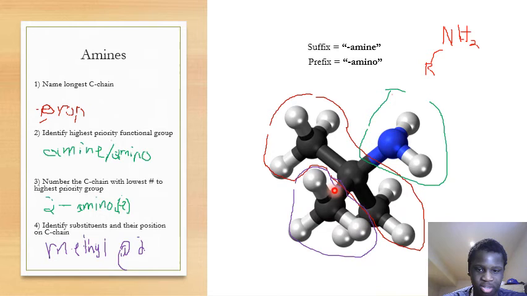We also see there's a substituent group here, methyl, at the second position, along with the amino at the second position. So therefore, the 2 naming schemes can either be 2-amino-2-methylpropane or 2-methylpropan-2-amine.